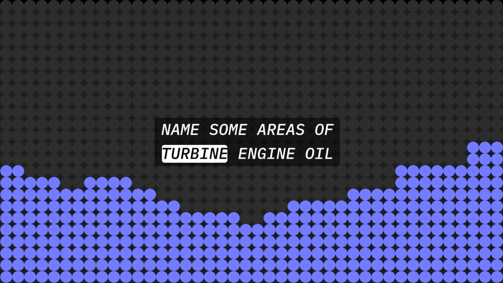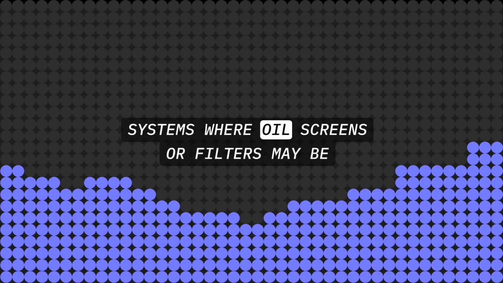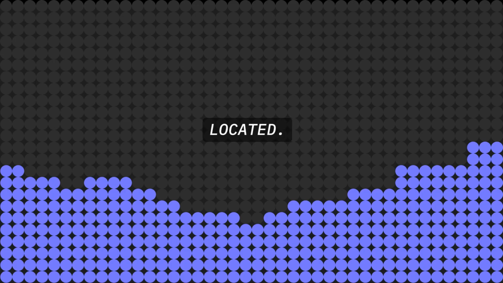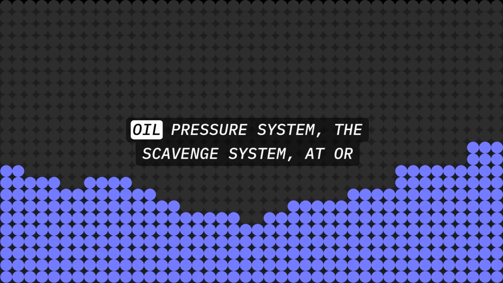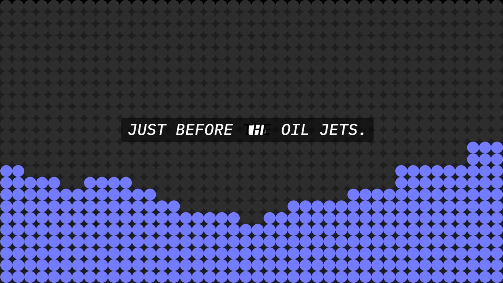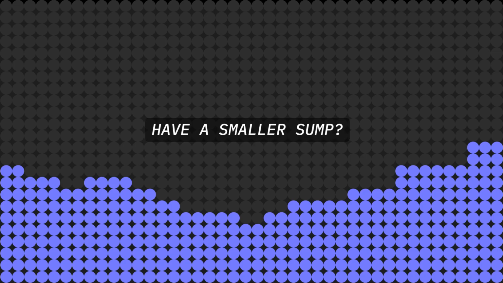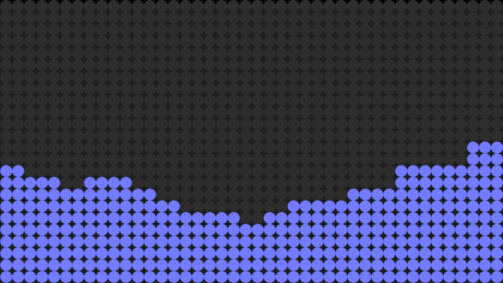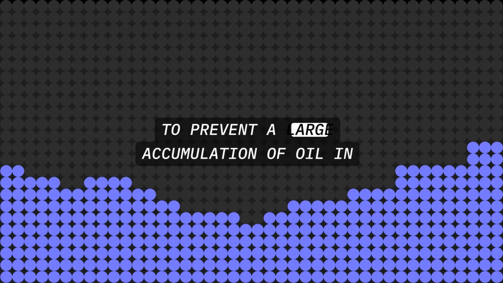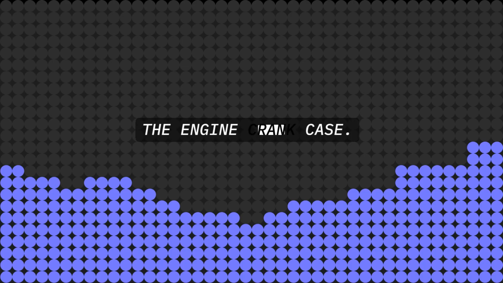Name some areas of turbine engine oil systems where oil screens or filters may be located. Oil pressure system, the scavenge system, at or just before the oil jets. Why do dry sump reciprocating engines have a smaller sump? To prevent a large accumulation of oil in the engine crankcase.